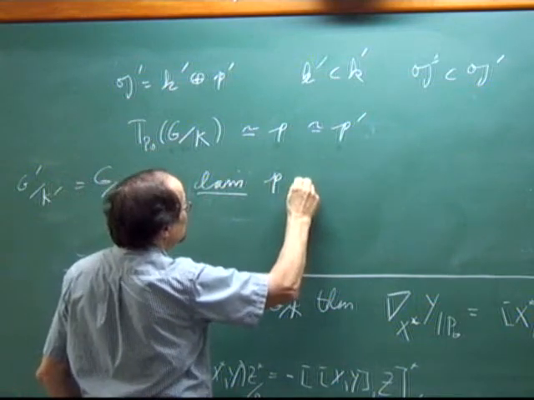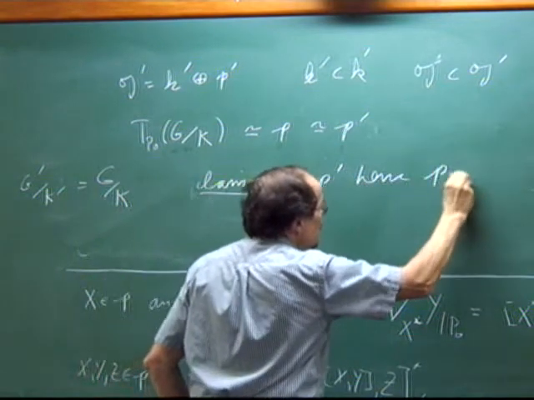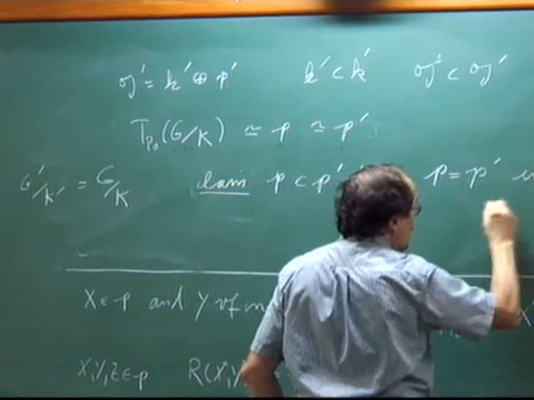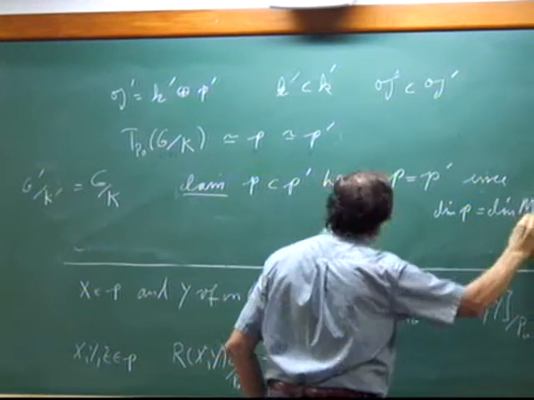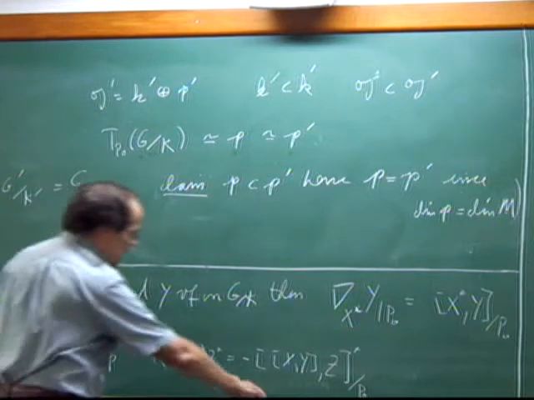In fact, I'm going to claim P is contained in P prime, and hence P is equal to P prime, since the dimension of P is the dimension of M. So I only have to show an inclusion. P is contained in P prime would imply everything. So how do I do that?